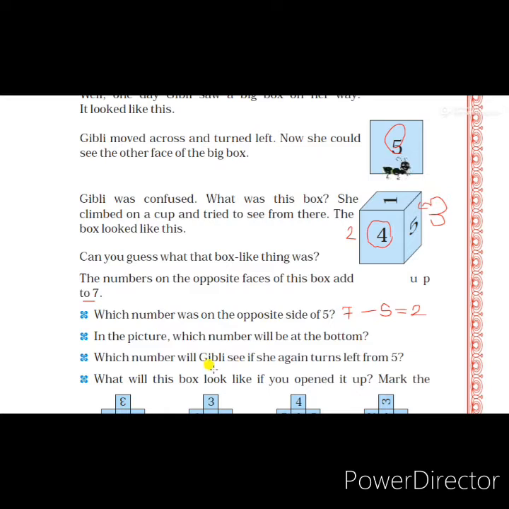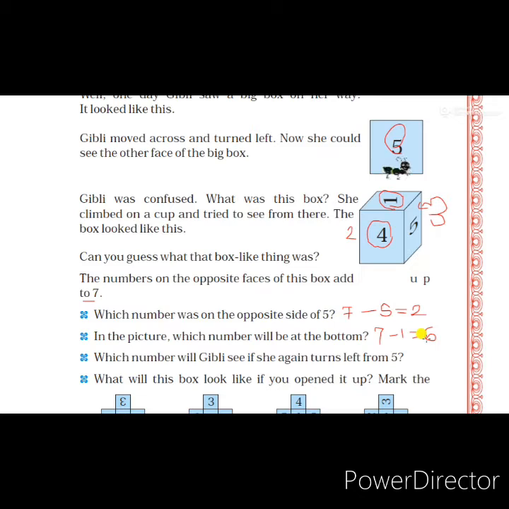Now see the next question. In the picture, which number will be at the bottom? See students, on the top, what is the number? 1. So what will be the number at the bottom? In the same way, we have to find the bottom side's number. Bottom means the lower side. So 7 minus 1. Then what is the answer? 7 minus 1 is 6. So what will be the number on the bottom side? It is 6. You write the answer. The number at the bottom is 6.